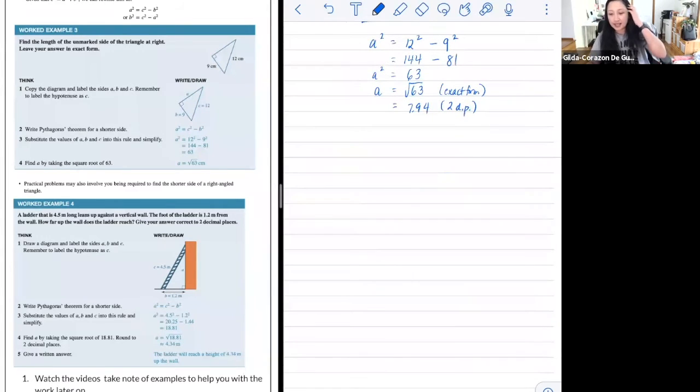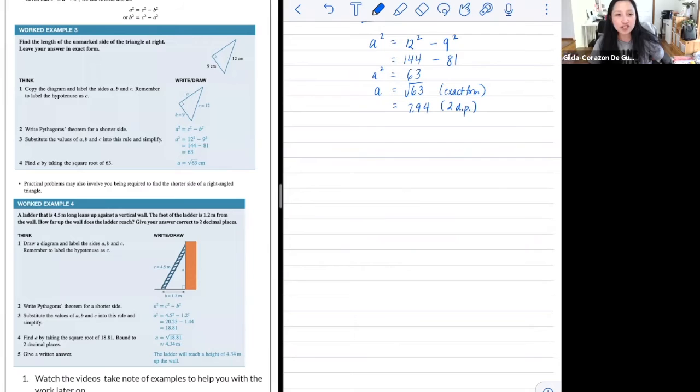Let's have this example here. It says a ladder that is 4.5 meters long leans up against a vertical wall. The foot of the ladder is 1.2 meters from the wall. How far up the wall does the ladder reach? Give your answer correct to 2 decimal places.